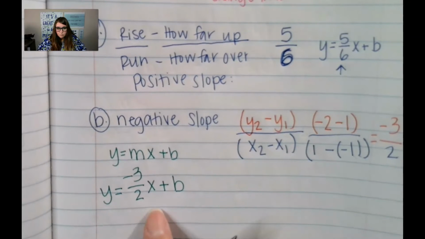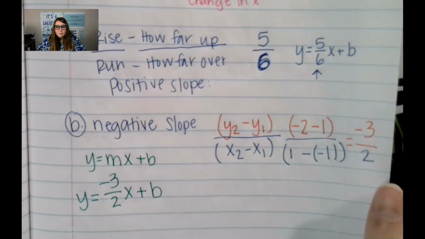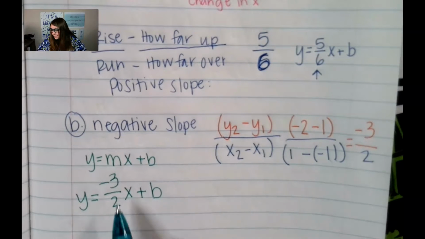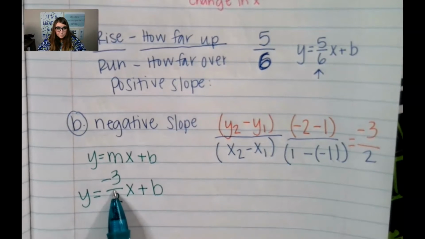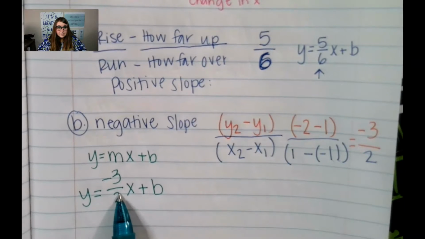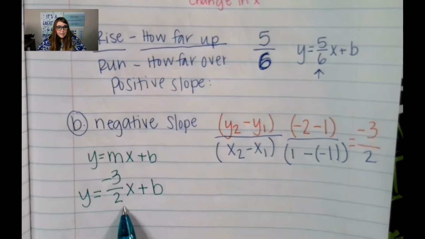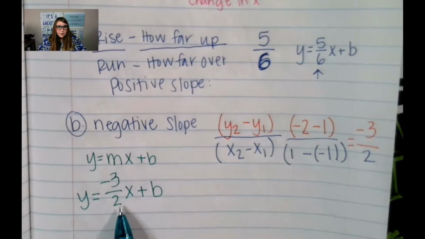So the slope tells us the steepness of the line. And this line is a negative steepness, or a decrease, that goes down -3 and over 2 spots.